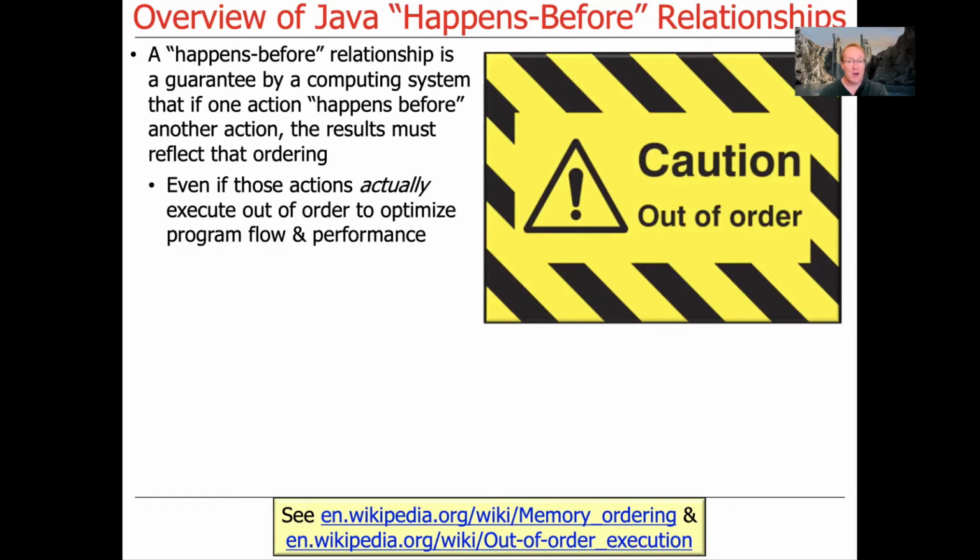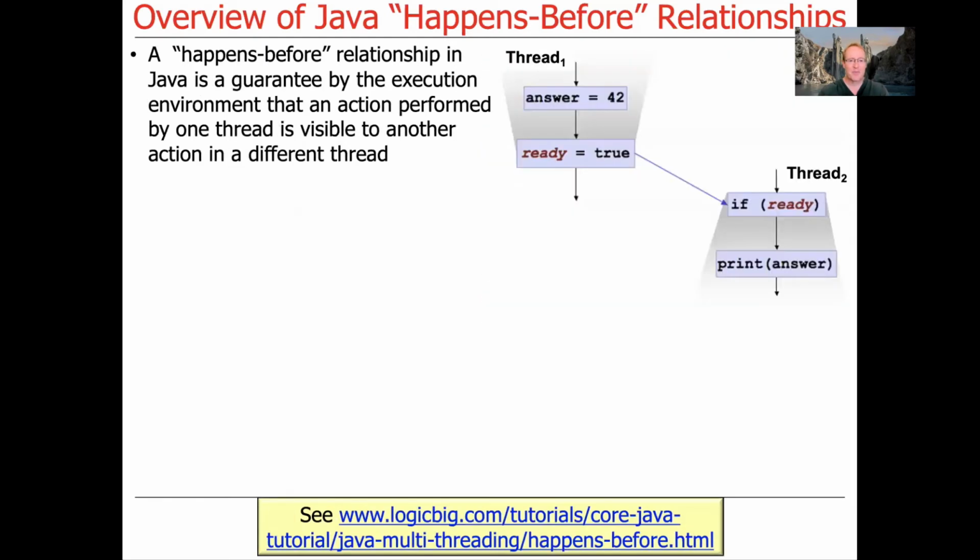However, the behavior does have to occur in the proper order when synchronization is in play. And that's why if you don't synchronize things properly, you can get very strange results, because these out of order instructions won't realize that they have to essentially be ordered by some other means. So in Java, a happens before relationship is a guarantee by the underlying execution environment that an action performed in one thread is visible to another action in a different thread.